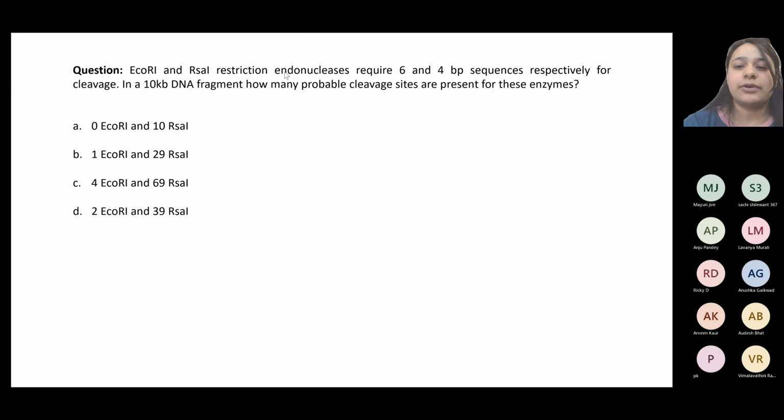So the first question was basically this. EcoRI and RsaI are two restriction endonucleases. If EcoRI and RsaI restriction endonucleases require 6 base pair and 4 base pair sequences respectively for cleavage, right, in a 10 kilobase pair DNA fragment, how many probable cleavage sites are present for these enzymes? Okay, so this is something that we are going to solve.